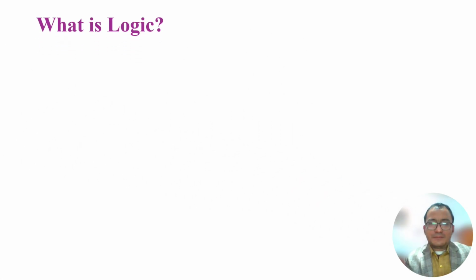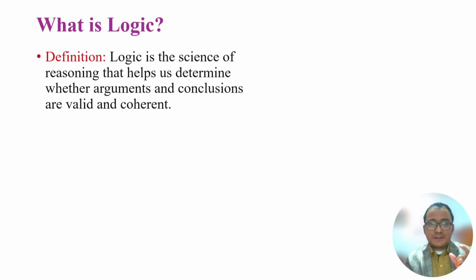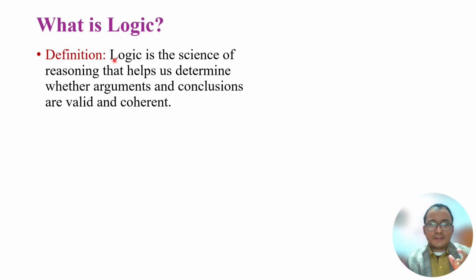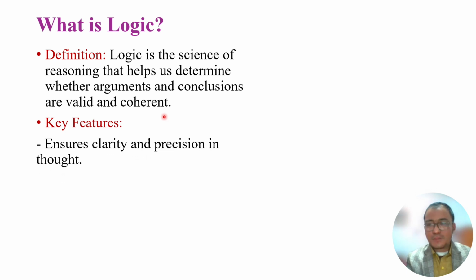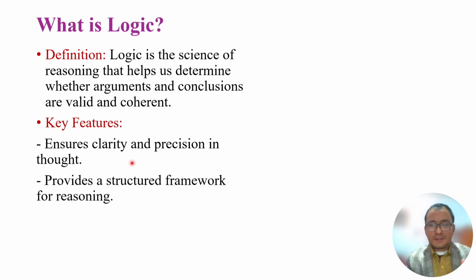So what is logic then? The definition I just mentioned here: logic is the science of reasoning that helps us determine whether arguments and the conclusions are valid and coherent. Here are some key features of logic summarized. It ensures clarity and precision in thoughts. So for clarity in our thought, logic plays a vital role.